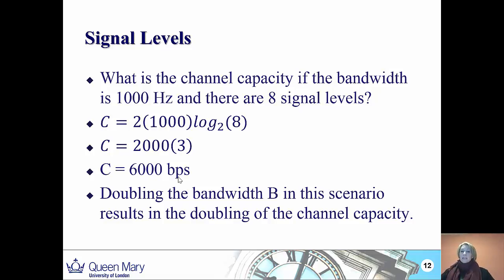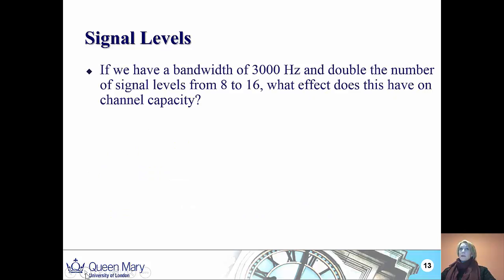But what's the effect actually of changing the number of signal levels? So in another example, if we have a bandwidth of 3000 Hertz and we double the number of signal levels from 8 to 16, what effect does this have on the channel capacity? Does this allow the channel capacity to also double?